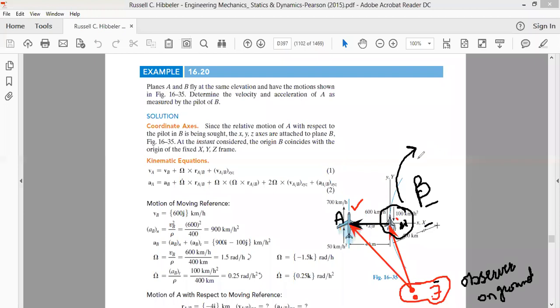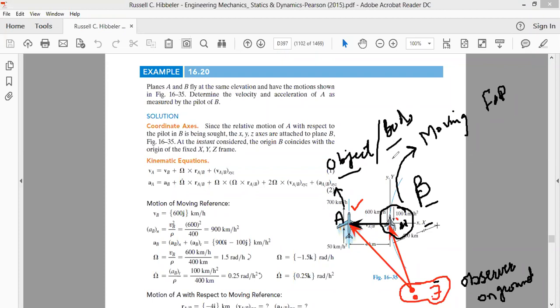This B is our moving frame of reference, because this is moving, so we call this the moving frame of reference. As far as the ground frame of reference is concerned, it is at rest, so we have a moving frame of reference, and this is the object whose acceleration and velocity we have. This is the body, the rigid body whose velocity and acceleration we have.